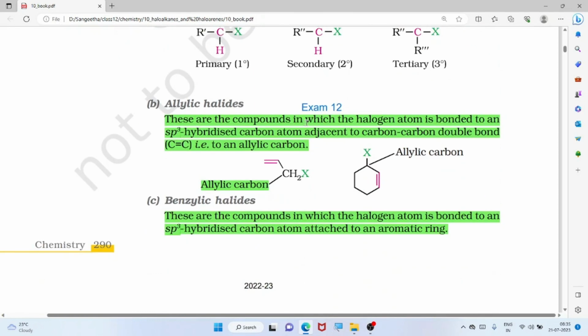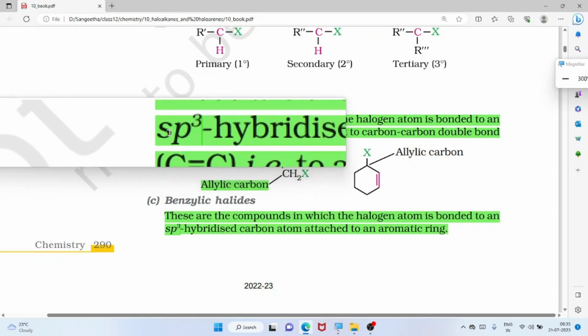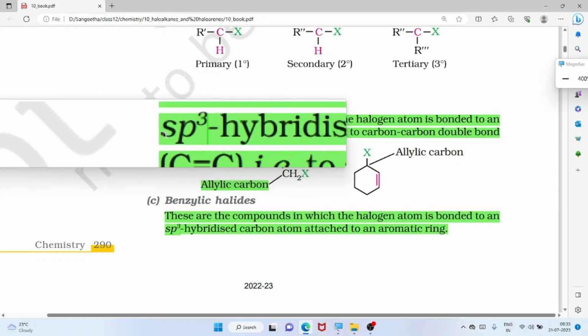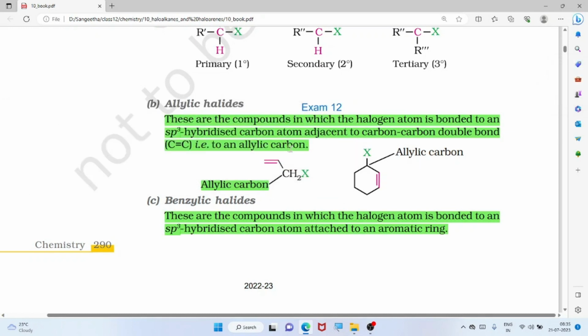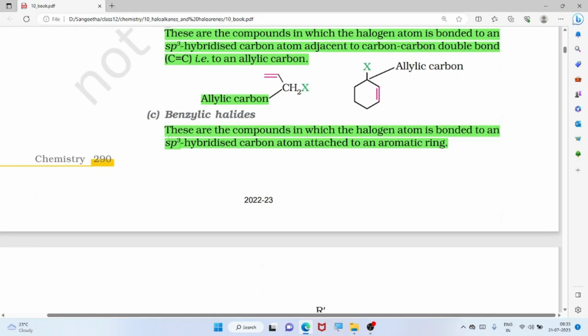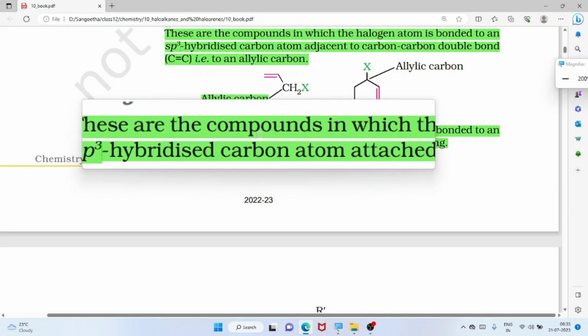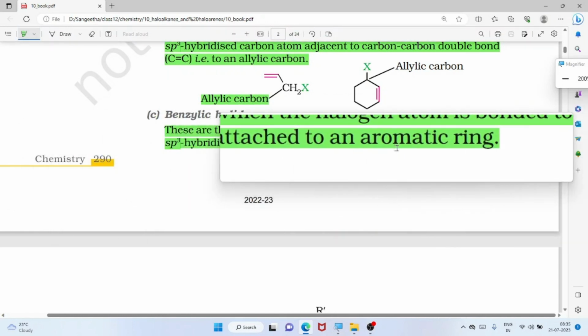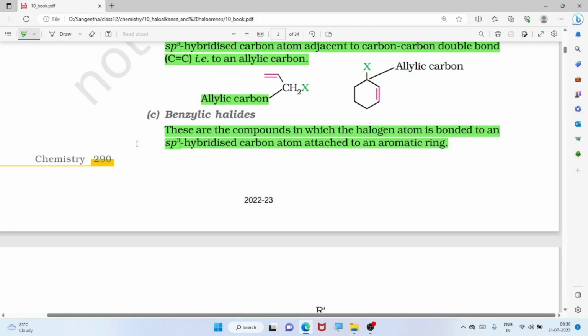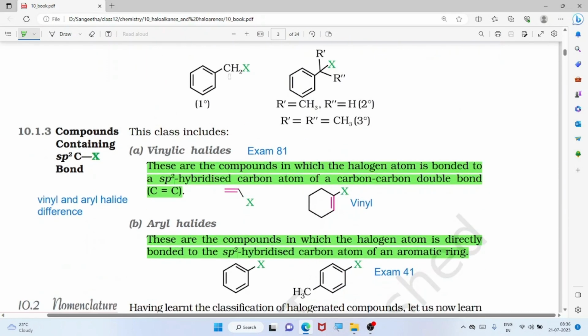Allylic halides are the compounds in which the halogen atom is bonded to an sp3 hybridized carbon atom adjacent to the carbon-carbon double bond. This is sp3. Benzylic halides are the compounds in which the halogen atom is connected to an sp3 hybridized carbon atom attached to an aromatic ring. Okay, they are attached to the aromatic ring.